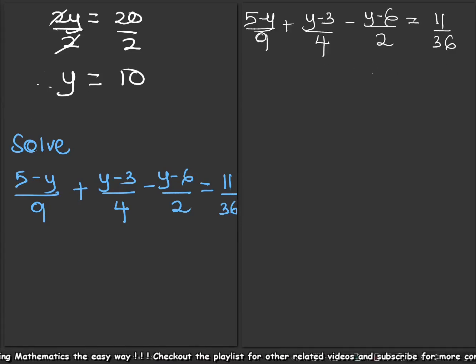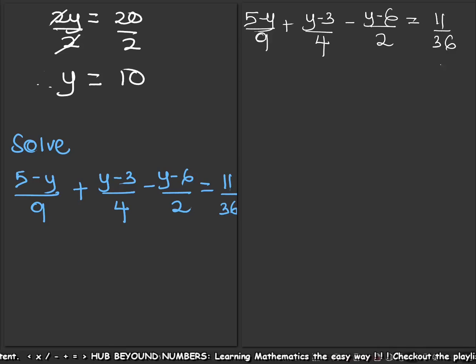Now, per what we have here, looking at our denominators, we have 9, 4, 2, and then 36. Hence, we look for their LCM. And looking at them, I think 36 would be their LCM.